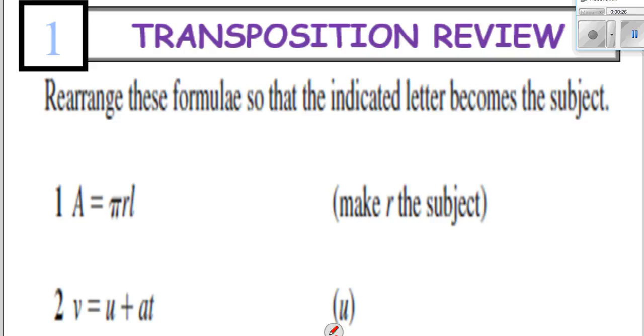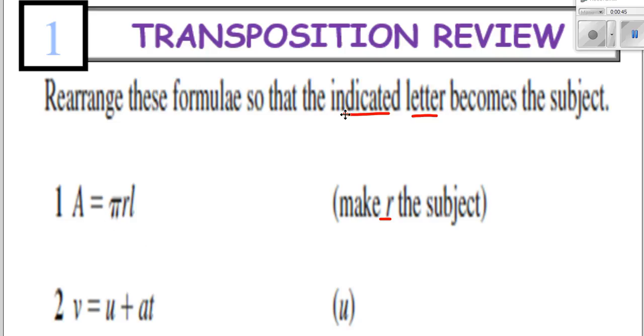rearranging this formula. What we're asked to do is rearrange the formulas so that the indicated letter becomes the subject. So the first question is A equals pi RL. We want to make R the subject. So try to think, R is here. It's been multiplied by pi and by L.